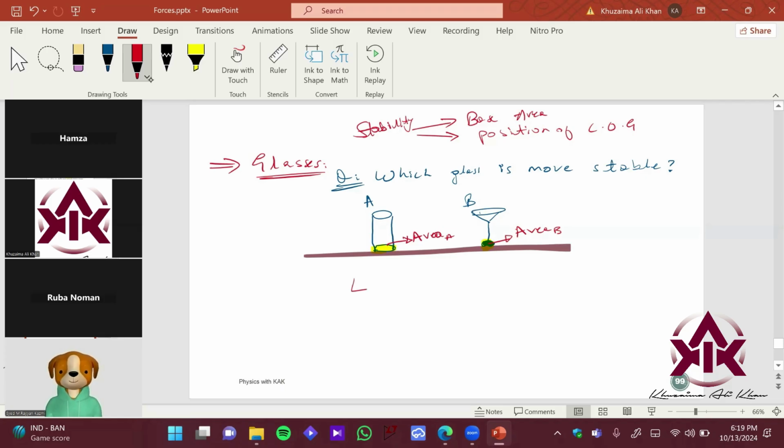So as Ruba said, the base area of A is greater than the base area of B. Let me just write it completely that way you're not confused when you're reading the notes. Therefore, A is more stable, right?